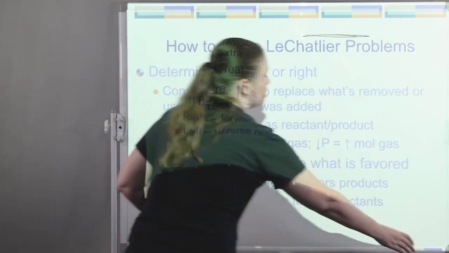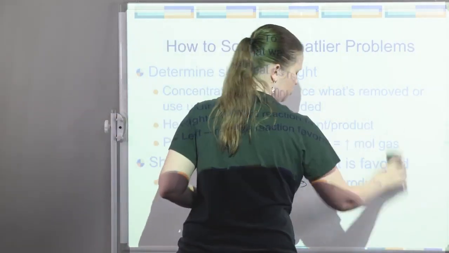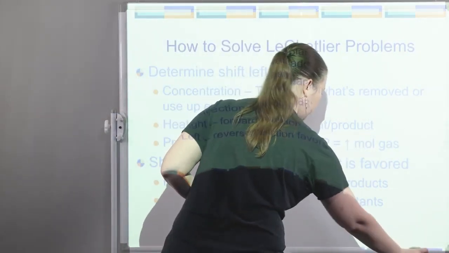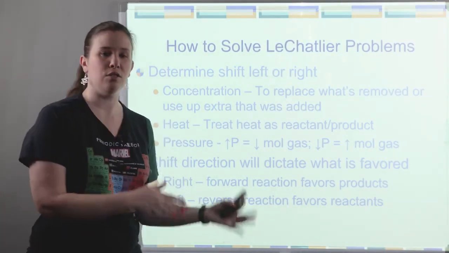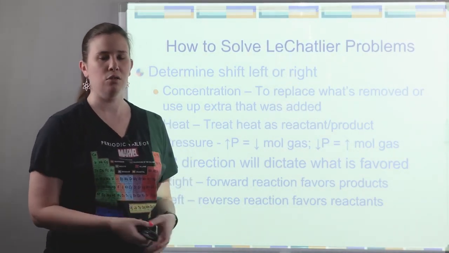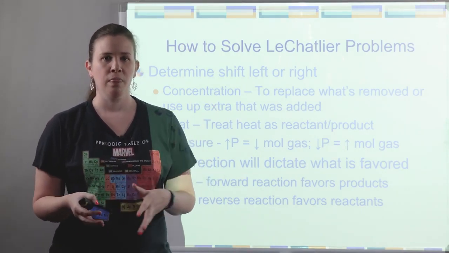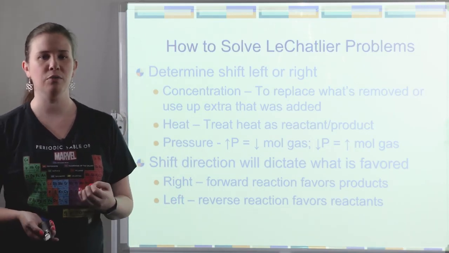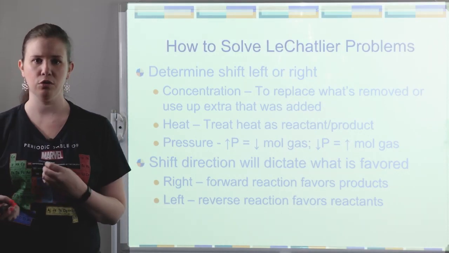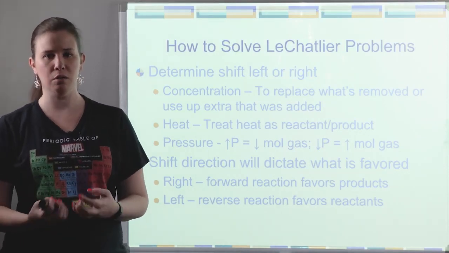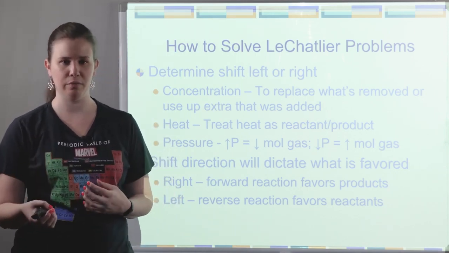All right, so let's kind of sum this up a little bit. In order to solve Le Chatelier problems, the first thing that you have to determine is how to undo the stress. How do we get the stress removed or undo the effect? So the problems will give you an effect, give you a problem, and you have to undo it. So for concentration, if something was removed, you want to replace it. And if something was added, you want to remove it. So you're basically going towards things that were removed and away from things that were added in order to use them up or replace them.